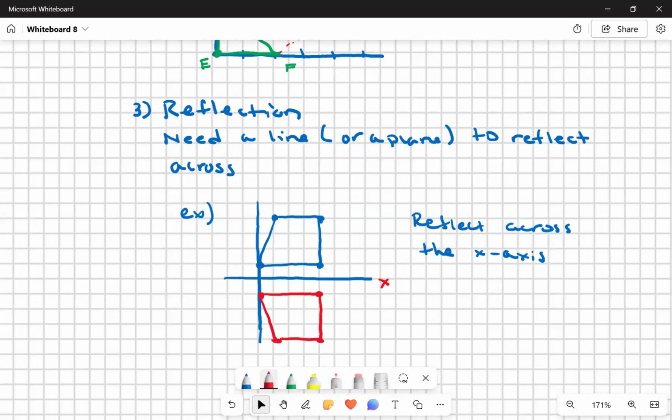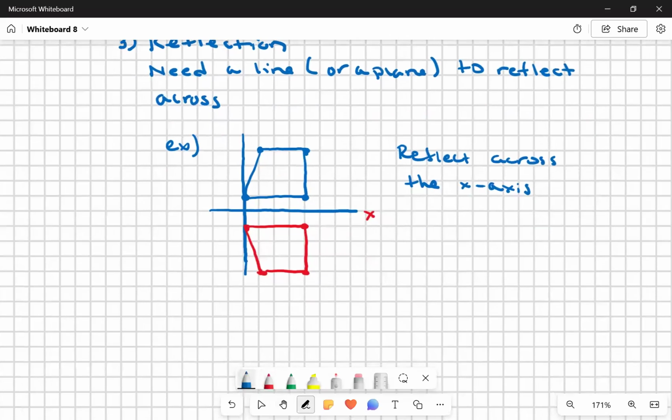Okay, now last thing they want to do is they do want to connect these translations and mappings to a specific type of tessellation. And it's called the Escher type tessellation.